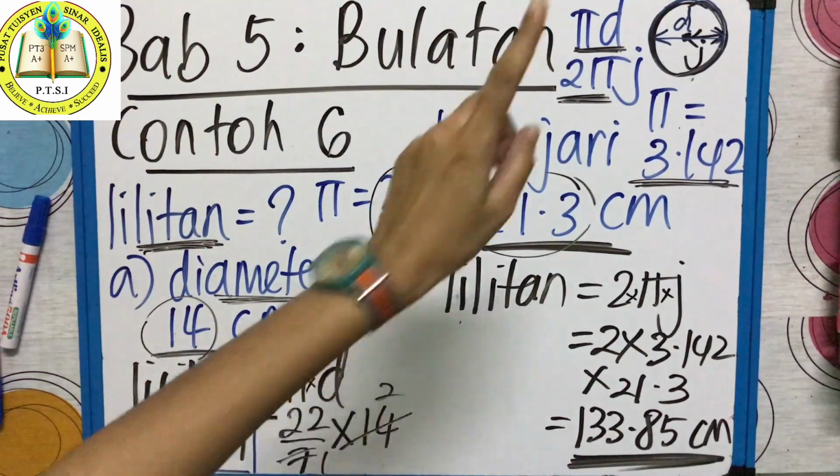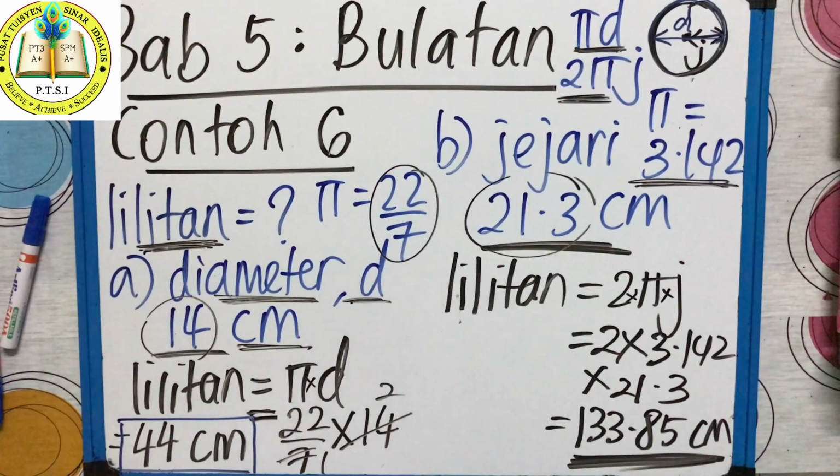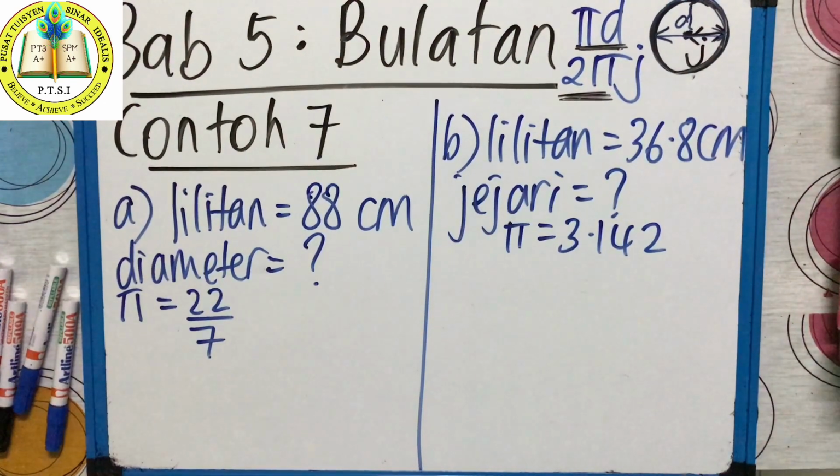So remember class, what is the formula for lilitan? Lilitan sama dengan pi d, or lilitan sama dengan 2 pi j. Hafal dua formula ini. Whenever you do the method, write the formula and then working and then only answer. Answer must have the unit. Understand class?